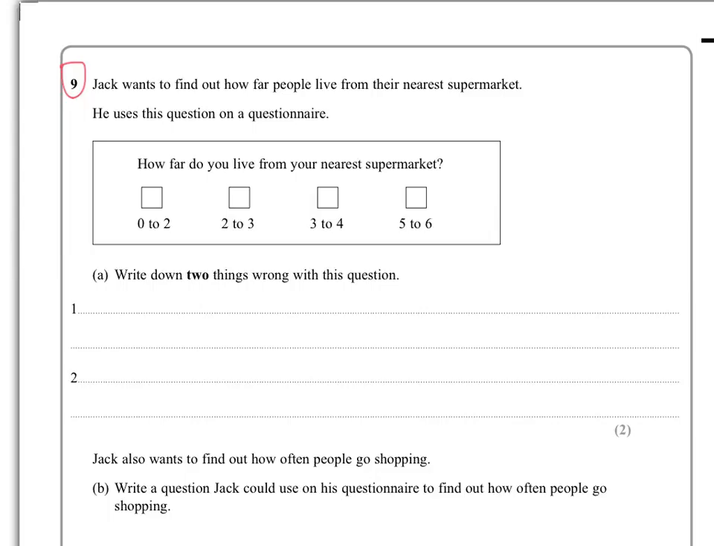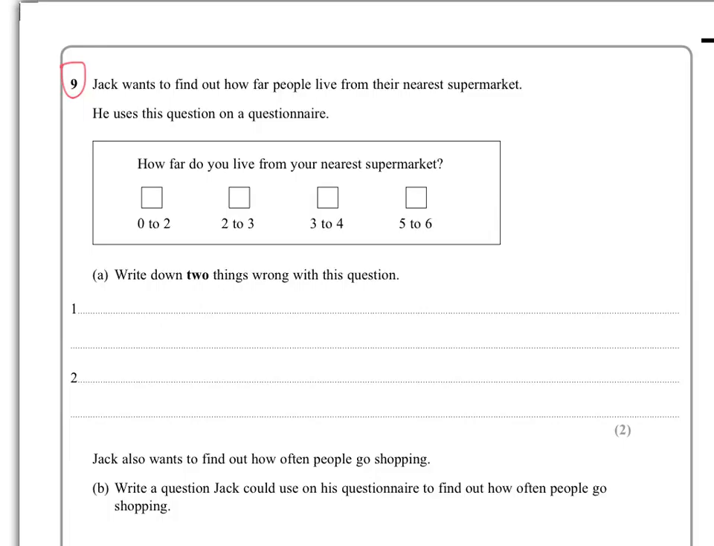But we can still say the response boxes overlap. So if you wanted to tick 2, then you'd have to tick 0 to 2 and 2 to 3. So first reason, the response boxes overlap. Now the second thing, just read the question and see what's wrong with this. How far do you live from your supermarket? 0 to 2, 2 to 3, 3 to 4. Well, 0 to 2 what? Is that miles? Is it kilometres? Is it meters? So there's no units in this question. It doesn't tell us any units. So there's an answer there.